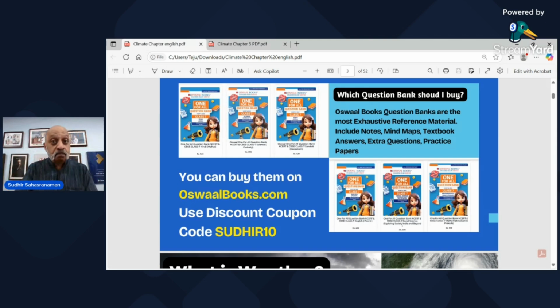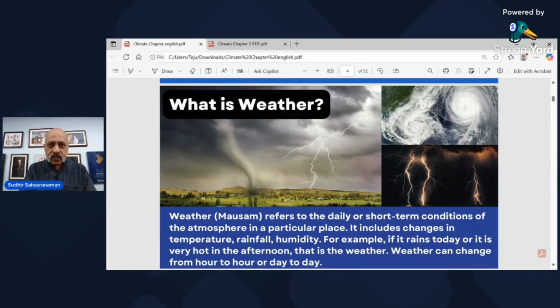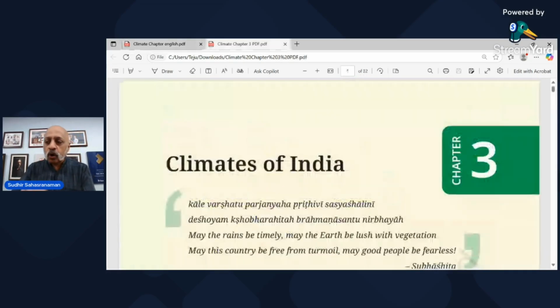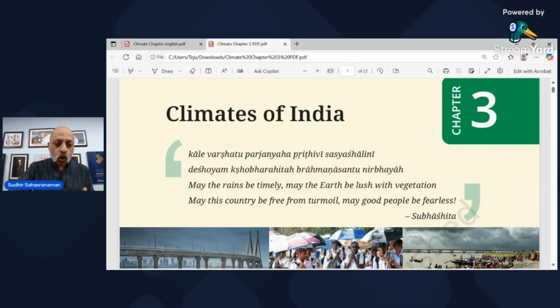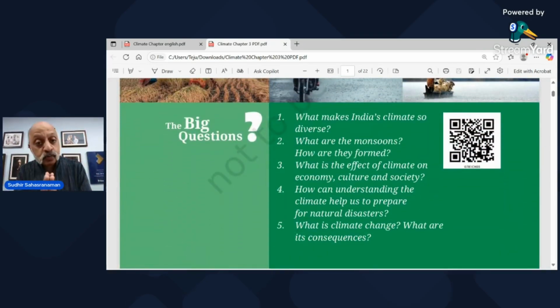Let's get down to business now of understanding climate, right? I've kept the chapter out here. Okay, so the textbook also I want you to keep it alongside so that you can keep referring to it as we go along. So these are the different questions that we are going to tackle in this particular chapter.